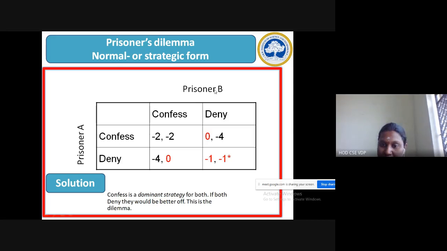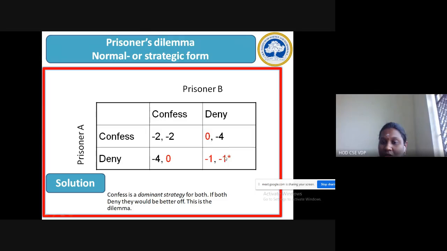Now coming to prisoner B, you just have to check which is the higher value, which is the good strategy that he can play. For prisoner B, compare these two values. The higher value is 0. Now compare -1 and -4. The higher value is going to be -1.